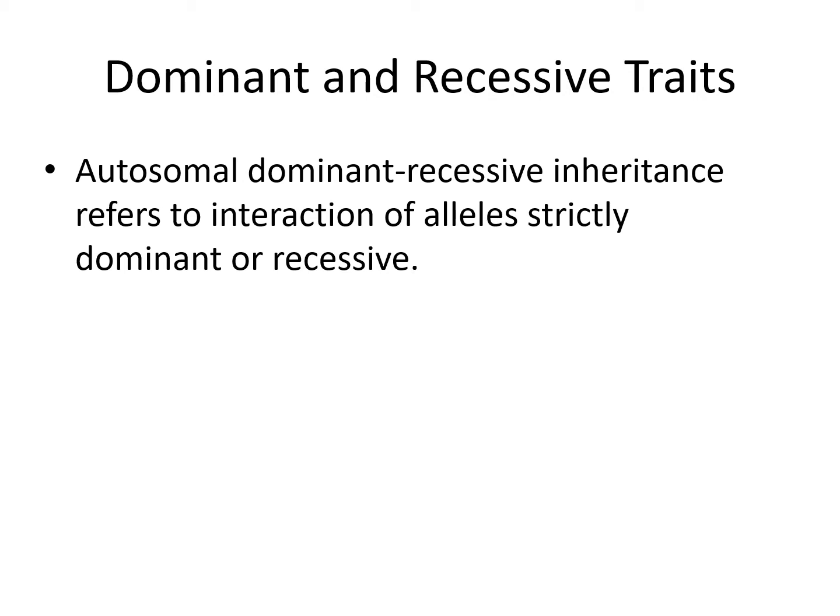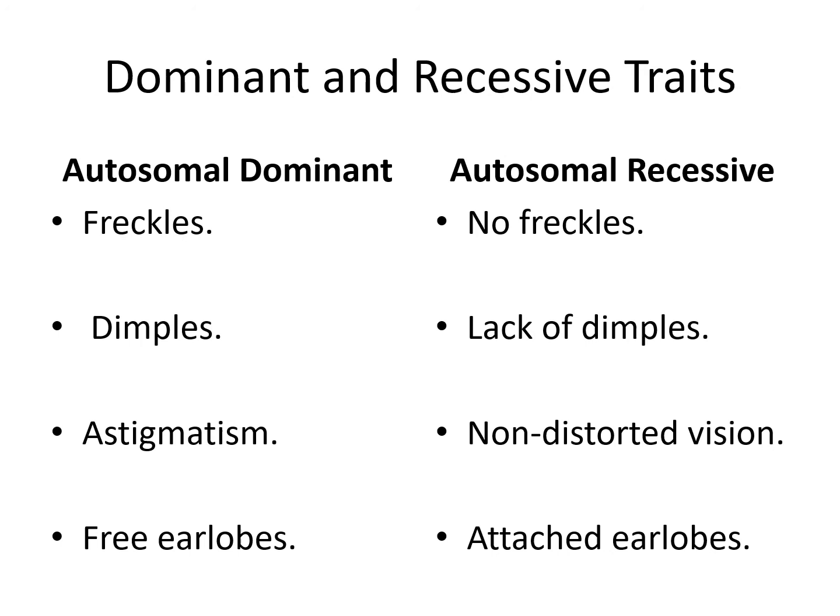We have what is called autosomal dominant recessive inheritance, and this refers to the interaction of alleles strictly dominant or recessive. So when you have an allele, it has to be dominant or recessive. Of course, the dominant will mask the recessive alleles. So here are some examples of dominant and recessive traits. We have autosomal dominant traits, and we have autosomal recessive traits.